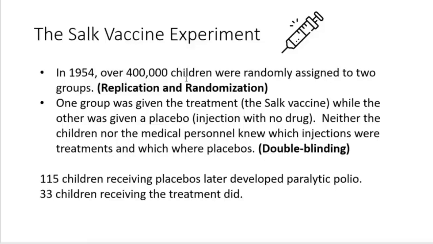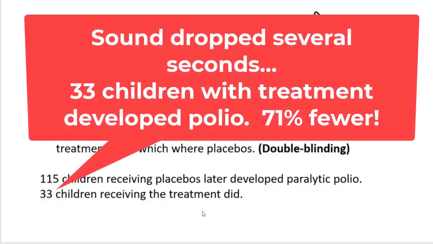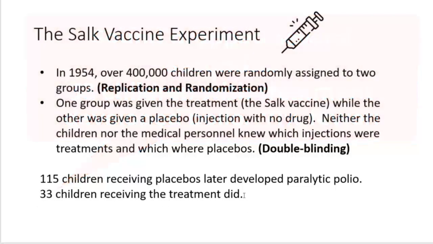Now, out of that 400,000 children, 115 children who got the placebo later developed not just polio, but paralytic polio. They became paralyzed from polio. You would know immediately that that was practically significant to you. You can see just how much it cut down the numbers of children that were going to become paralyzed. So that was an experiment with replication, randomization, and double blinding.